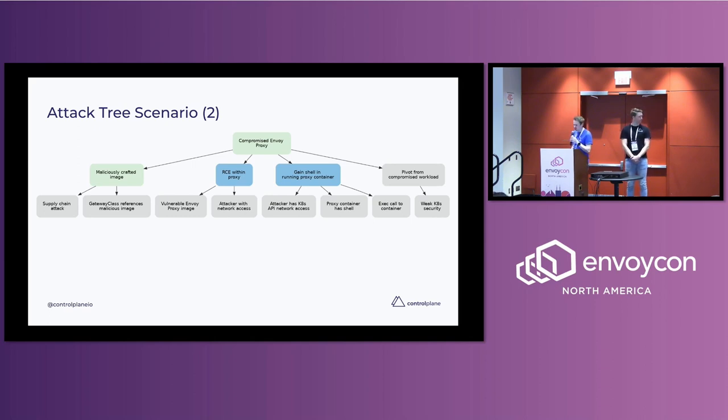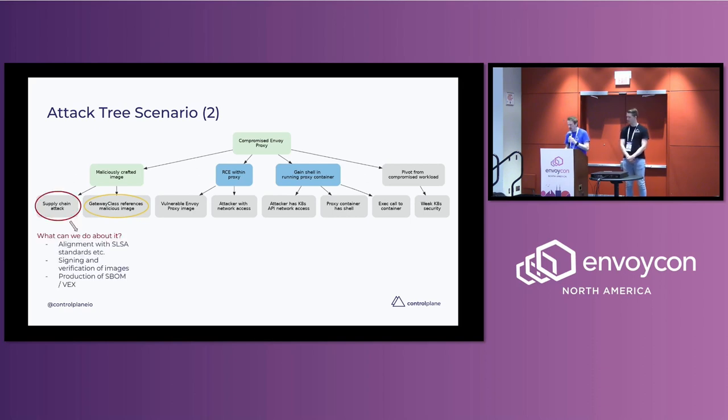Remote code execution within the proxy is obviously a possibility if we have a suitable vulnerability and network access. Gaining a shell in a running proxy container is obviously possible if the attacker has Kubernetes API access and the container has a shell. And of course, we're running on Kubernetes, so we have generic pivoting risks as well if there's some weak Kubernetes configuration in play. We'll do the same thing again. So this one, we'll leave to the next slide, but we'll look at some example controls for these other ones.